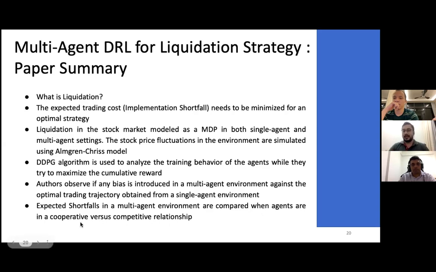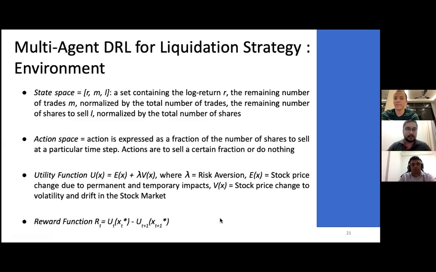So this is an interesting analysis, at least for me. What we see is the reward function is adjusted, and we see that in a competitive environment, the agents behave differently as compared to a cooperative environment. Okay, thank you. So here we see how the liquidation is formulated as an MDP.